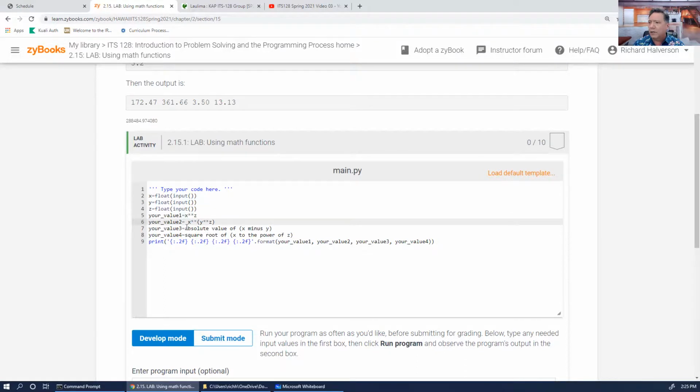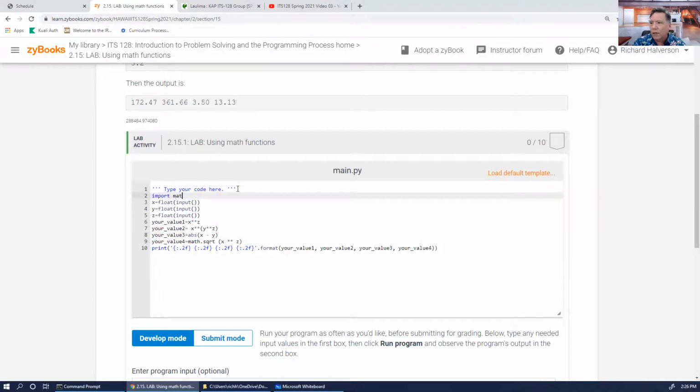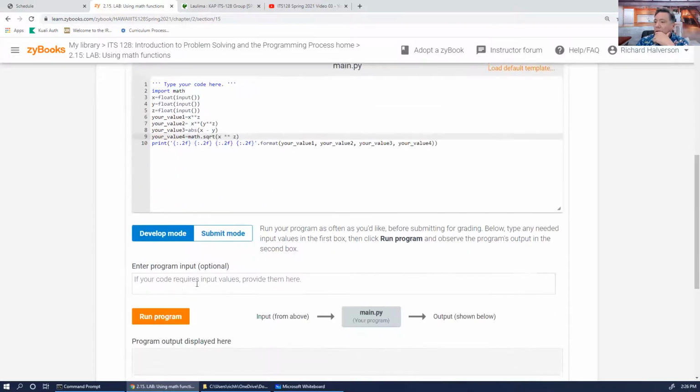And the absolute value, ABS, x minus y. I wonder if that's going to work. I think I got to do this math. Square root, x to the power of z. Okay, so if I have the math in there, then I'm going to have to do this import math. Hope that works. Close that up. Let's see what this does.